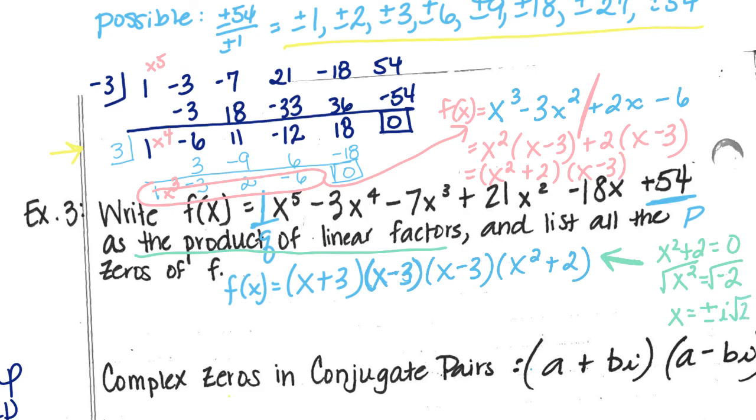So I can write all my factors. I know that this is a -3. I know that this is a +3, and we have a double root or multiplicity. And it looks like I have a positive and a negative imaginary root 2. So my zeros are in green. My linear factors are in blue.